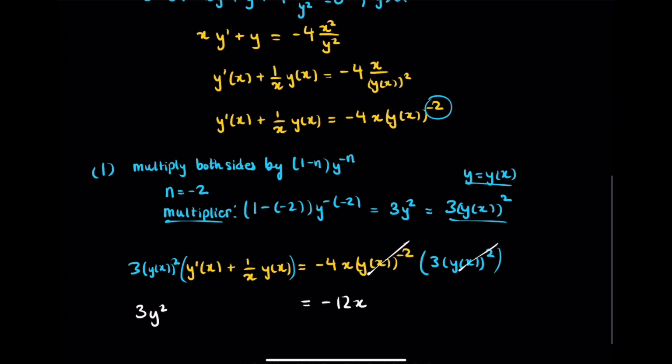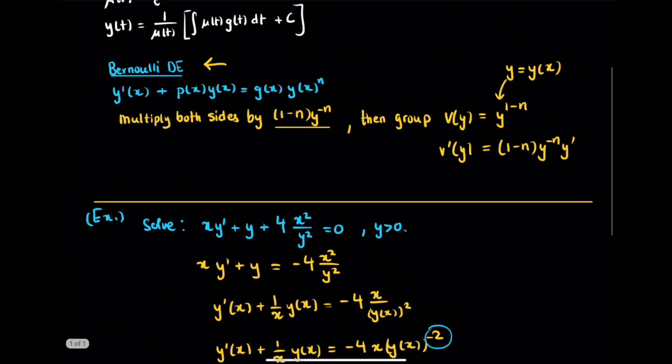So 3y squared y prime plus 1x, 3y squared x y. So yeah, that's what you end up with. Now the second step was up here. So we multiplied both sides by (1 minus n) y to the minus n, and then you want to group, and you're substituting v for y.